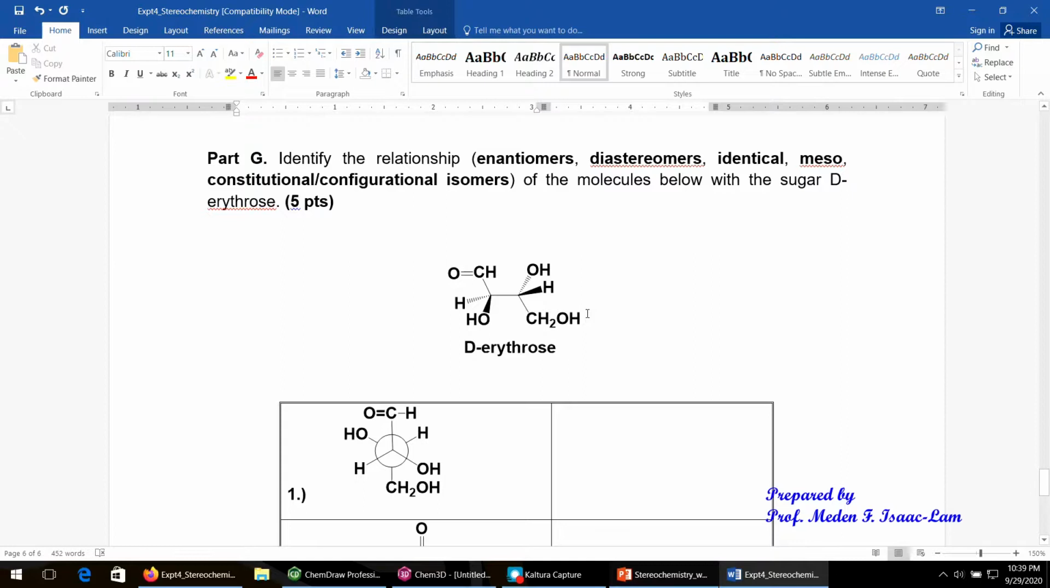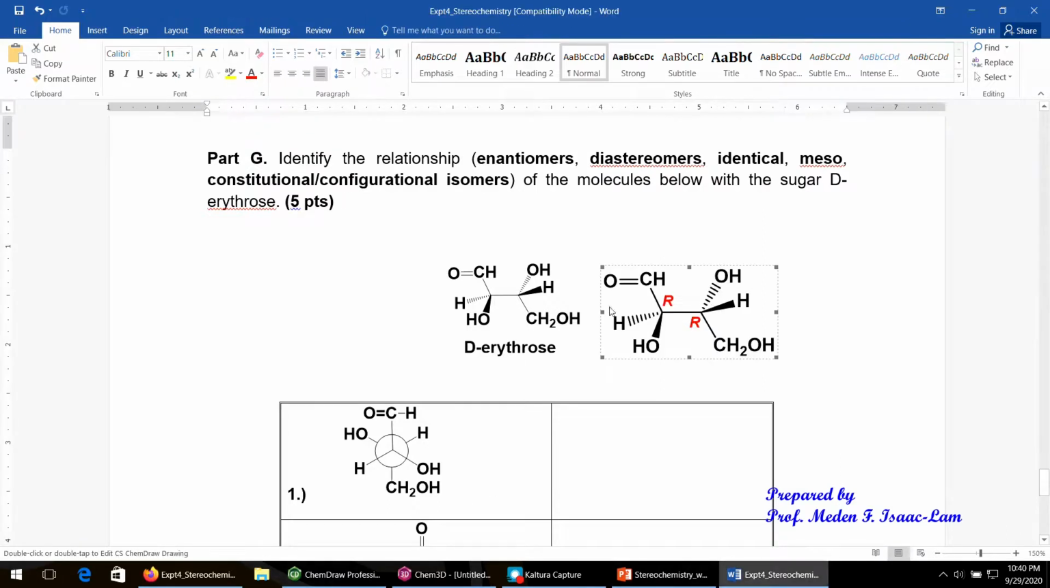For part G, you are going to identify the relationship of the structures given in the table and compare that with the structure, which is the erythrose. So this chiral carbon and that chiral carbon, this is R configuration. This one is also an R configuration. So this is now that structure. It has an R and R configuration. So now determine the relationship between this structure and this erythrose.